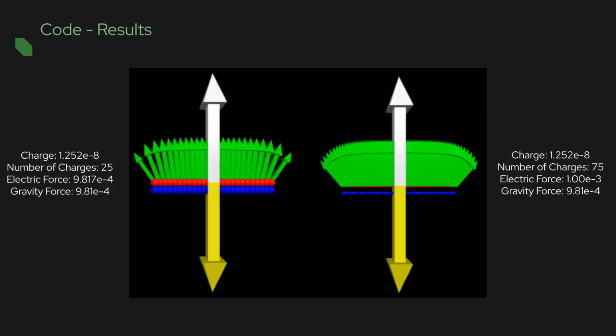For our results on the left, given a charge of 1.252 E negative 8 coulombs and 25 charges, we found the magnitudes of the electric force and gravitational force to be nearly equivalent. And on the right, given the same charge and 3 times as many charges, the electric force and gravitational force are still relatively similar in magnitude.